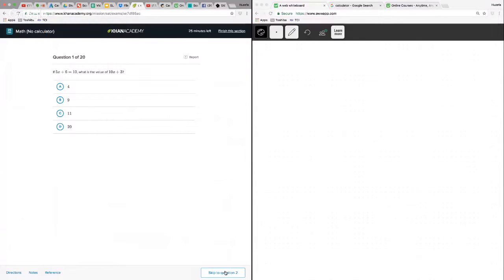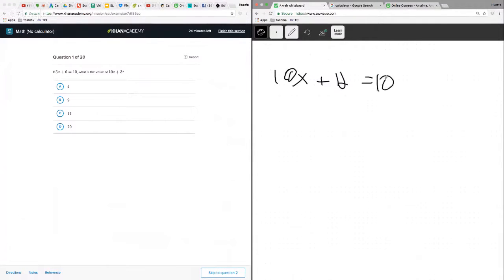It says if 5x plus 6 equals 10, what is the value of 10x plus 3? You can go ahead and solve for x if you want, or you can do something really cool, which is basically you multiply this whole side by 2, and you can get 10x plus 12 equals 10. Then you can isolate for 10x. We subtract 12, and 10x equals negative 2. Wait, did I do something wrong here? Oh, I'm sorry, 10x plus 6, subtract.